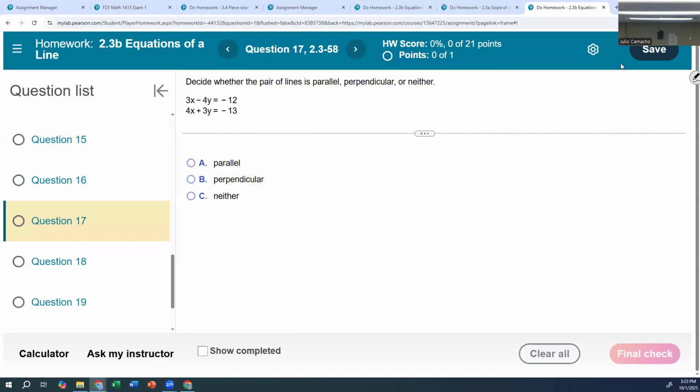Just to know that these two equations are in standard form. So the first thing I will do is convert this equation to y-intercept form. The first equation is 3x minus 4y is equal to negative 12. I will subtract 3x from both sides, so now I have negative 4y is equal to negative 3x minus 12. Then I will divide both sides by negative 4.